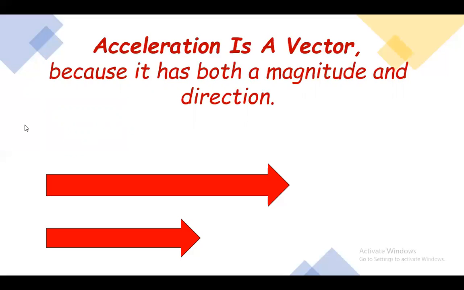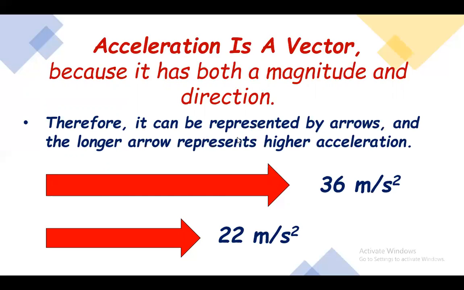And we know that we can represent vectors in terms of arrows, where the arrows point to the direction of the velocity or the vector quantity. And here we have acceleration. So the direction of acceleration can be represented here from this arrow. It points to the east, so its direction is to the east. Okay? So we now know that because acceleration is a vector, it can be represented by arrows.